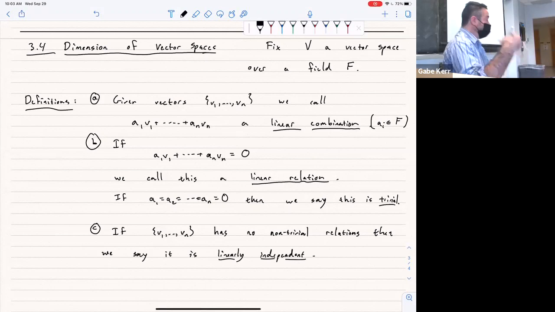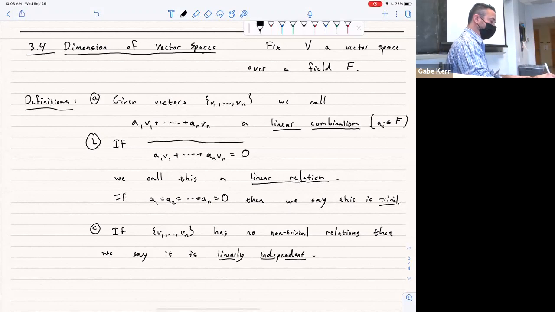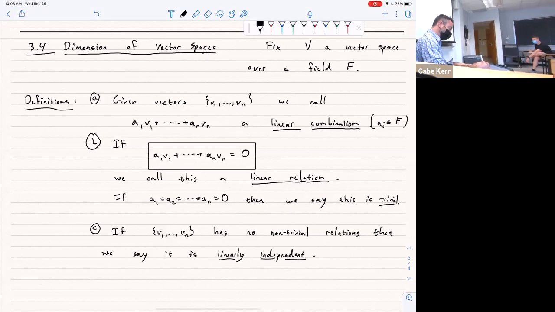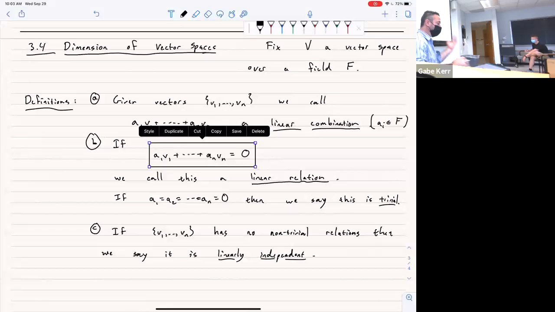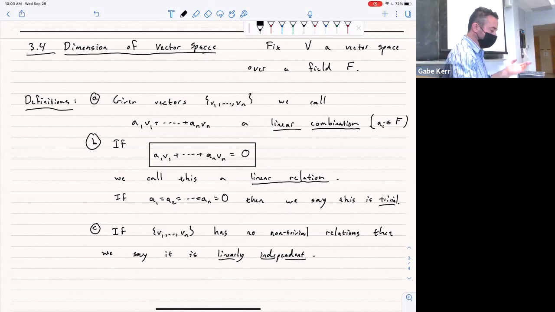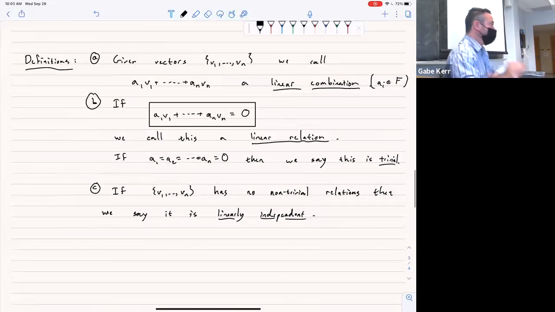So for all of this linear independence, the thing to keep in your mind is what you're saying, if it's linearly independent, is that this kind of relation here only implies that the coefficients A1 through An are all 0 simultaneously.